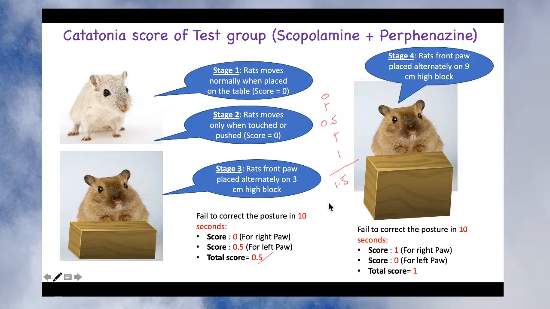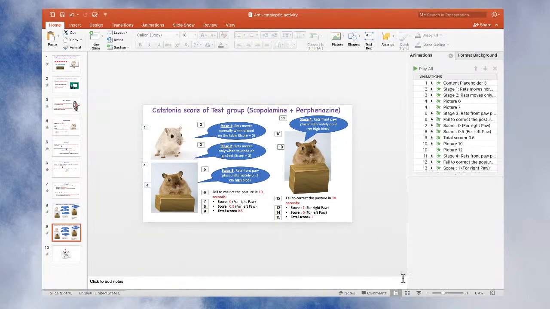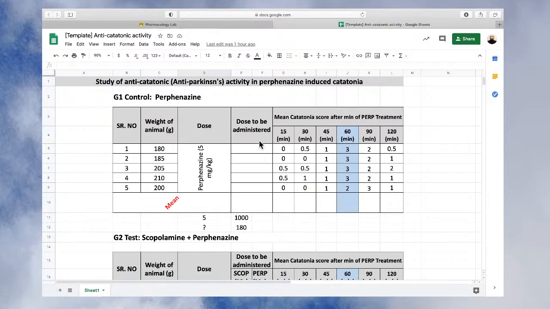Now let's see about interpretation of the result and calculation part. Okay, so let's move to the Excel sheet. What you can do first is that in this experiment you are using two drugs. First it is perphenazine and second one it is scopolamine. So you need to first calculate the dose to be administered for each animal based on their body weight.